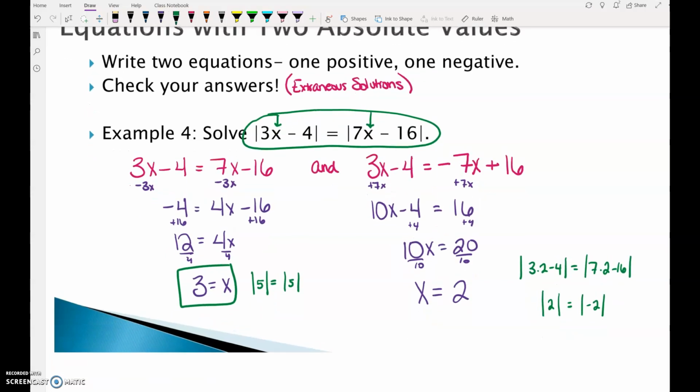Now you might think, oh, wait a minute, those aren't the same. But what's the absolute value of 2? What's the absolute value of negative 2? 2. And does 2 equal 2? Yes, so that is a solution. Sometimes both solutions work. Sometimes only one solution works. Sometimes both solutions don't work. It just depends on the problem.